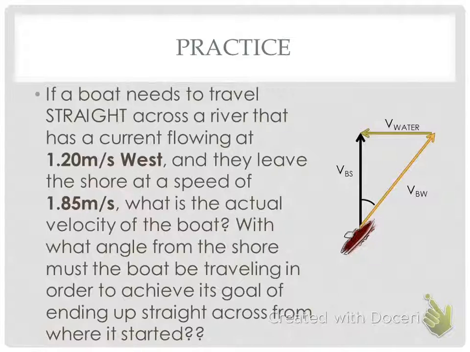So here, this tells us a boat needs to travel straight across a river that has a current flowing at 1.2 meters per second west. They leave the shore with 1.85 meters per second. What's the actual velocity of the boat? With what angle from the shore must the boat be traveling to achieve the goal of ending up straight across the river? So this is kind of a wordy problem. Write down what you need, and we'll start talking through what we're actually looking at here.